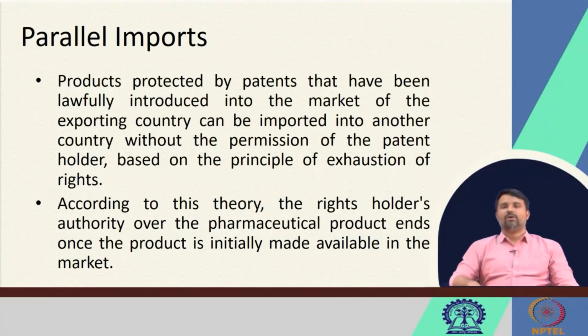So, think of a scenario where a drug which is much needed in India is highly priced here, whereas the same drug is available at a much cheaper price in a foreign country. Then in such a scenario, is it possible to buy the drug from that foreign country and then bring it to India and sell it here? According to the theory of parallel import, the right holder's authority over a pharmaceutical product ends once the product is initially made available in the market. So, once the product is available in the market, then the patentee's right over that particular pharmaceutical product is over.